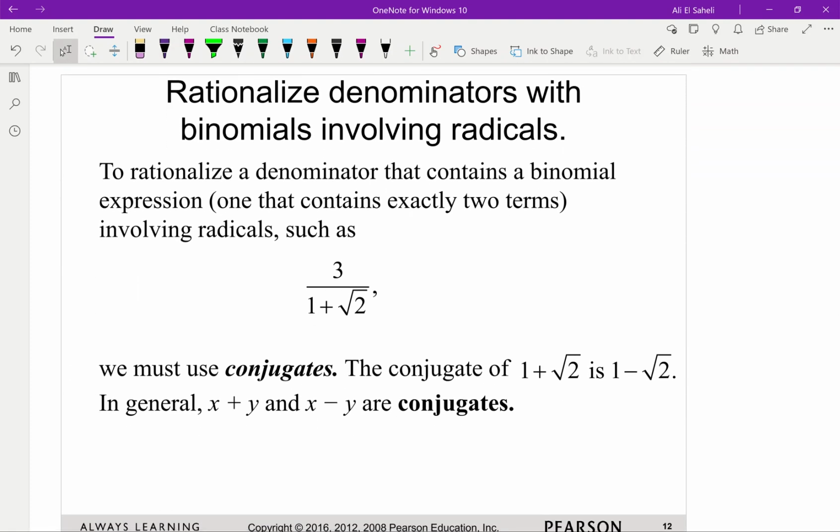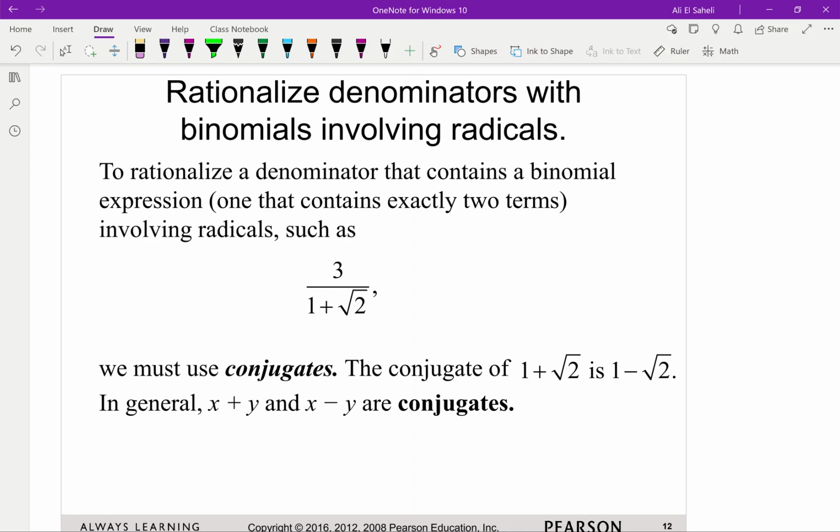All right. This is a little bit tricky, but we have a very nice, very beautiful trick to get rid of the radical in the denominator. So the denominator here has a binomial. It doesn't have a single radical term. It has a binomial whose one of its terms is a radical.